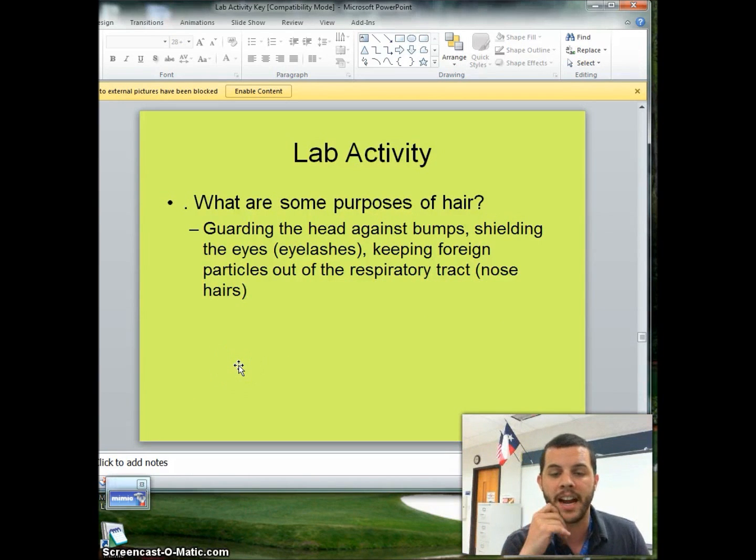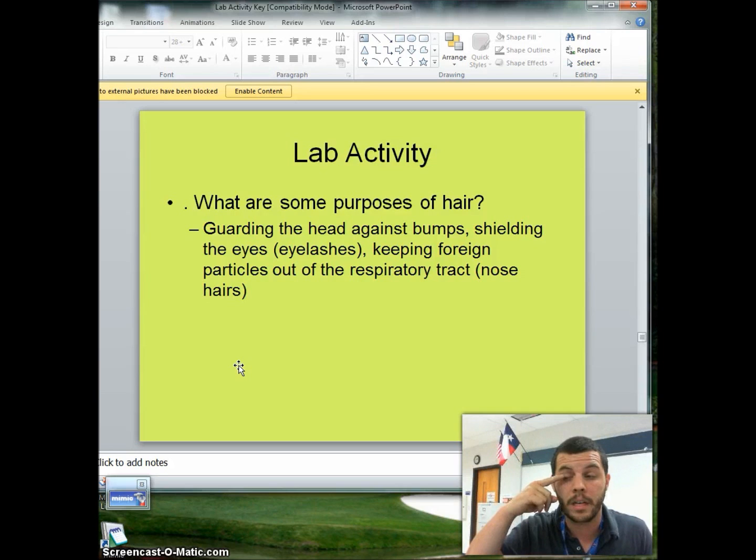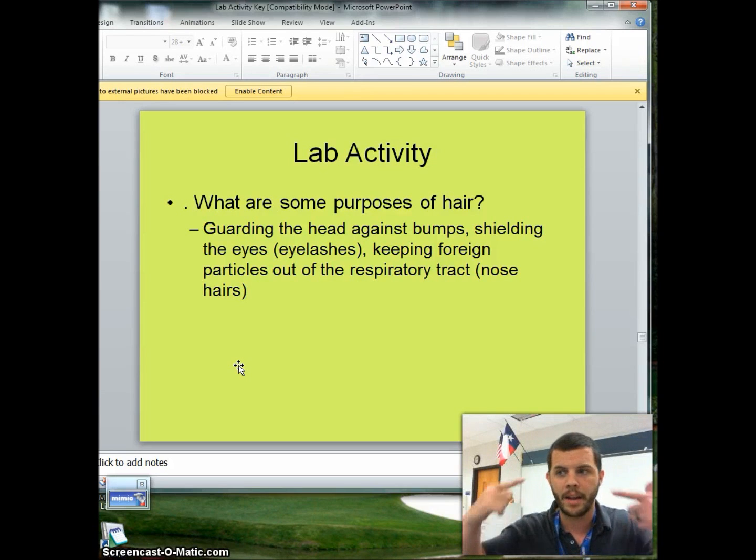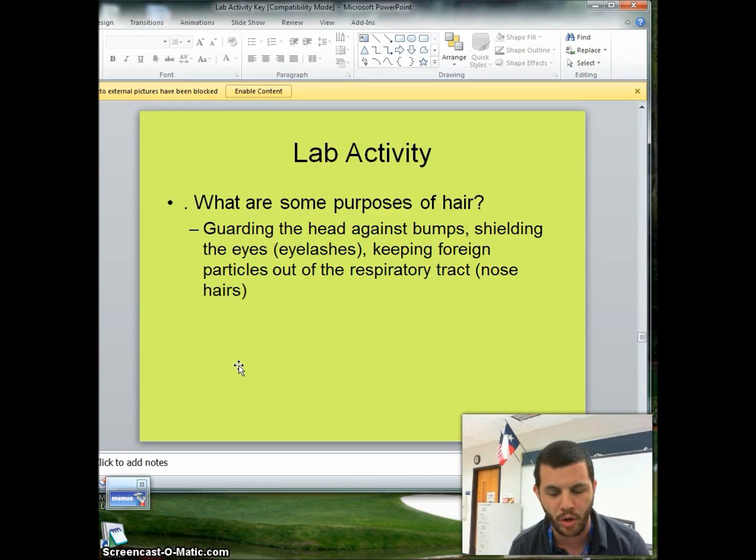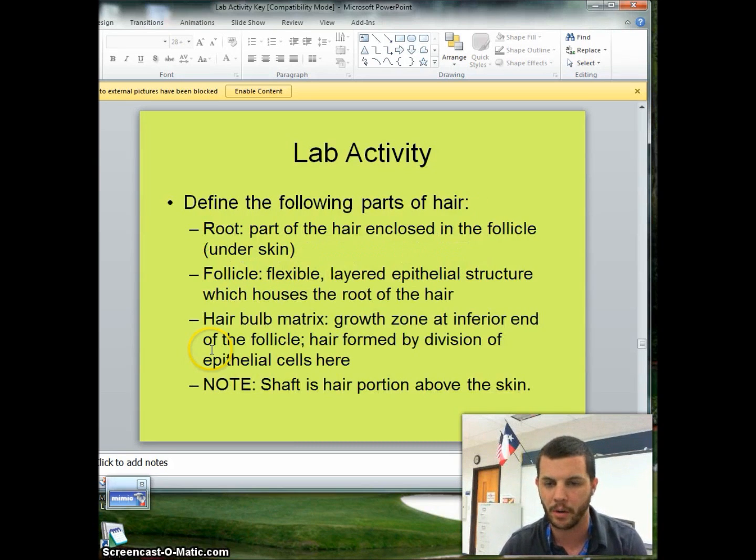Purposes of hair. Why do we even have hair? Protection. That's why we have hair to begin with, to protect ourselves. It guards the head against bumps. It shields the eyes in the form of eyelashes, and also our eyebrows. It keeps things from dripping down into our eyes. It keeps foreign particles out of our respiratory tract, i.e., our nose hairs. These little fellas right in there are going to keep things from getting into our respiratory tract.